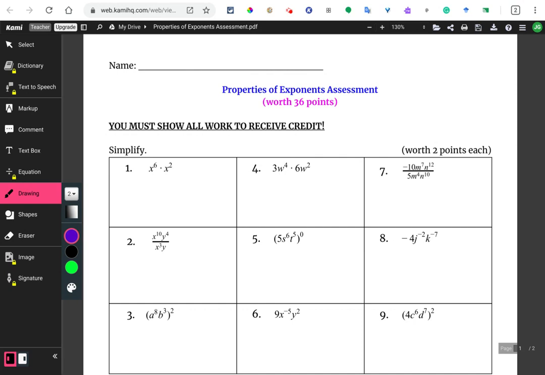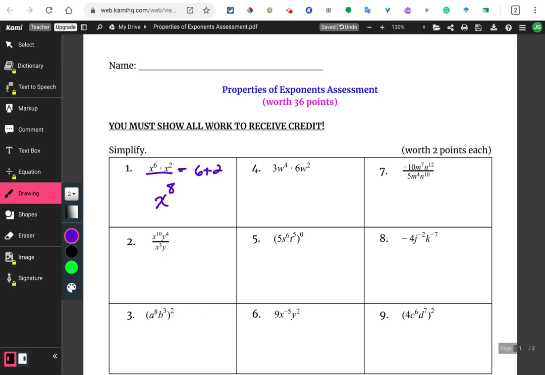So here we go. We have some exponents here. We have x to the sixth times x squared. With exponents like this, if they're the same variable, so you have an x and an x, you just add them together. So literally, you're gonna write x to the sixth times x to the second, so you have 6 plus 2 for the exponents. This is as simple as it can be. You're going to have x to the eighth, and that's actually the answer.